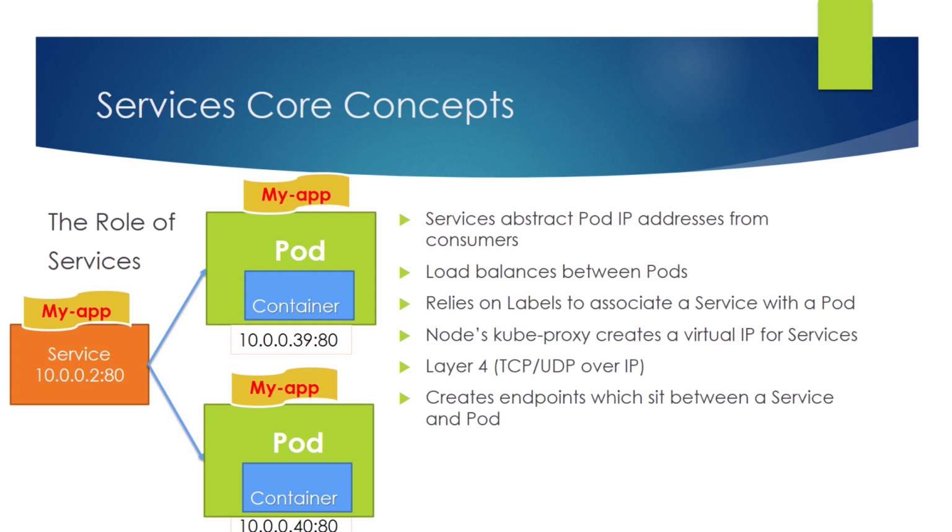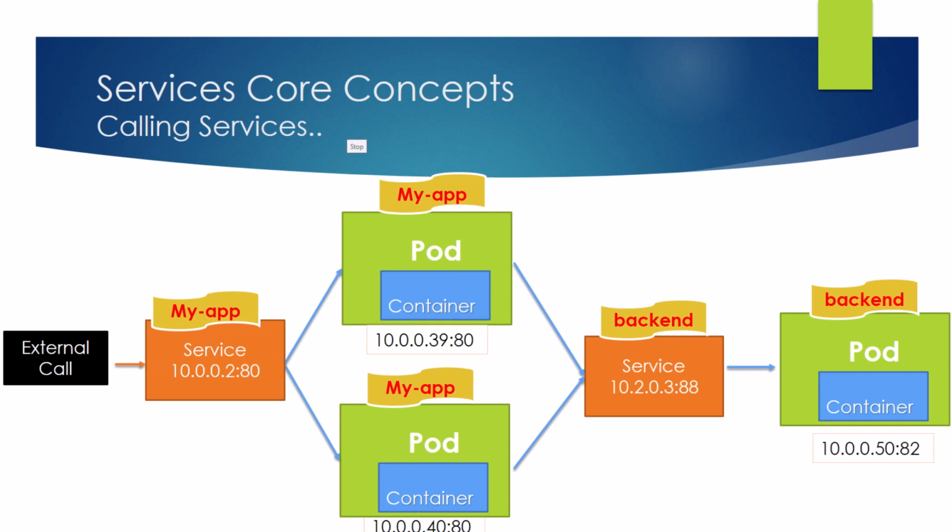What services do behind the scenes is create something called endpoints, and that's what sits between the service and the actual running pod. These pods might talk to some other set of pods, and that would be done through a service. In this case we have backend as our label that would tie the service to the pod that you see. You can see that services play a really important role in Kubernetes.